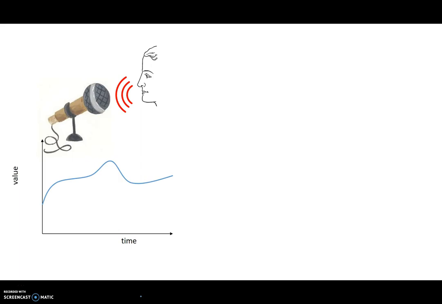Now this waveform is a plot of value, let's say voltage on the y-axis and time on the x-axis. So as I speak, and as I change the loudness or the frequency of the voice, the sound gets recorded as separate voltage values. Now, if I recorded that, I would hear back those sound values that were recorded.